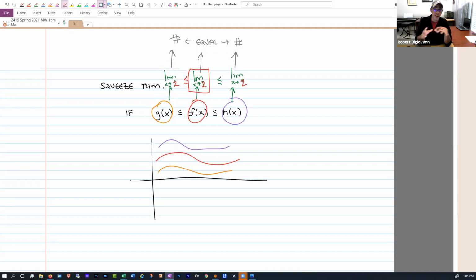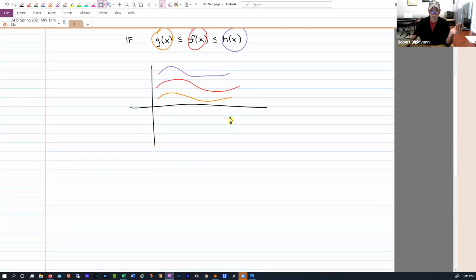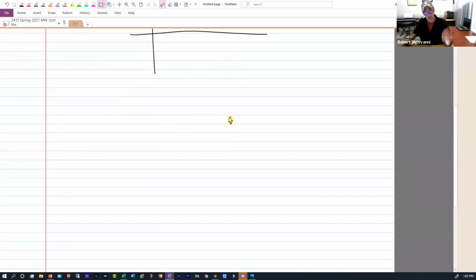So let me show you an example from Cal 1 of a problem that we would have used this for. Let's say we're trying to show that the limit as x approaches 0 of sine of x over x. Hold on, let me think about this. Well, let's go this way: x goes to infinity. Let's show that that equals 0.